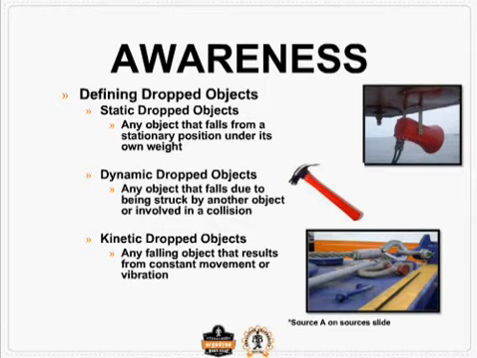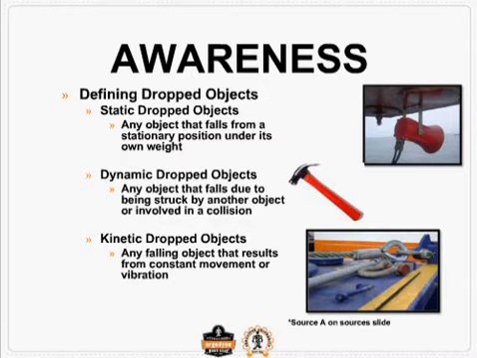The dropped object prevention scheme, which we'll discuss in a little bit more detail a bit later, breaks dropped objects out into three categories. The first is static dropped objects. This is any object that falls from a stationary position from pure gravity. An example might be that floodlight or megaphone you see in the top photograph there. If that bracket holding that megaphone were to corrode and that megaphone were to fall below from straight gravity, that would be a static dropped object.